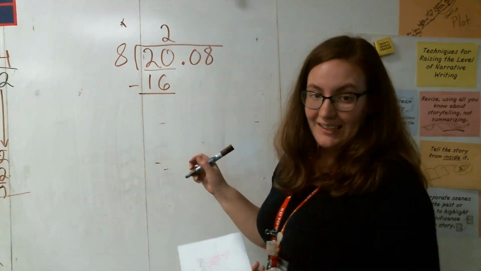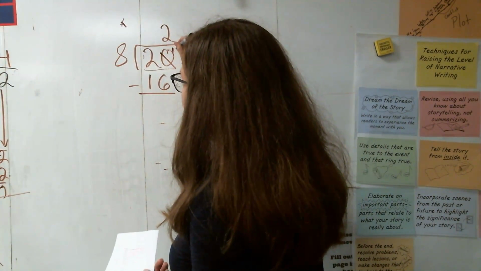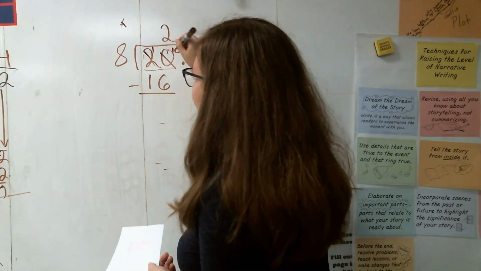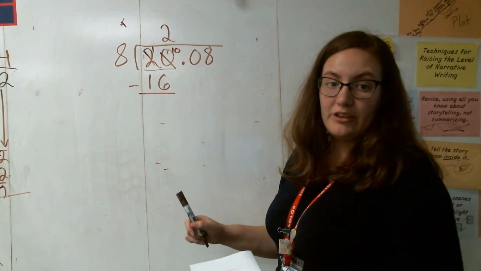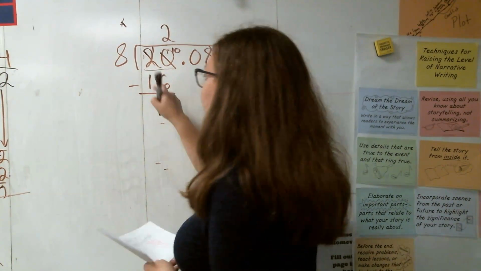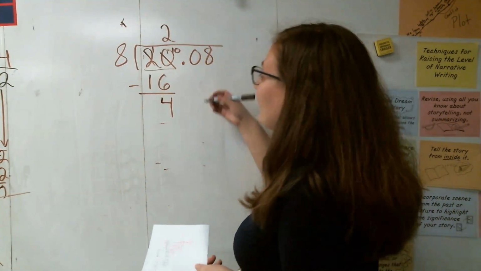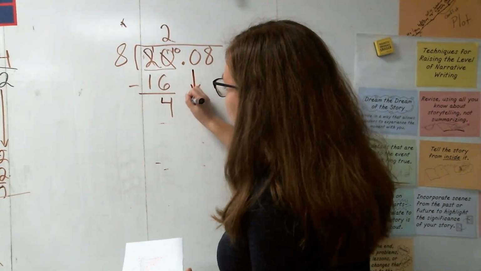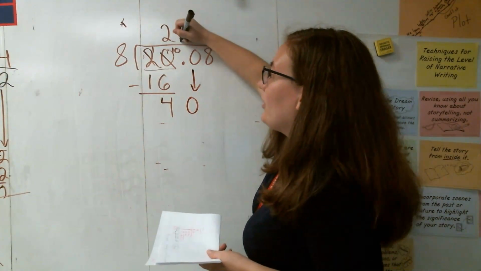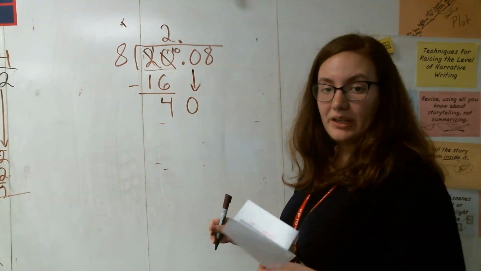So 0 minus 6, I can't do that, so I cross off the 0. This becomes a 10. And I borrow from the 2, and that becomes a 1. 10 minus 6 is 4, and 1 minus 1 is 0. I don't need to put the 0 there. Then I'll bring down the 0. I'll put my decimal point up here so I don't forget about it. And then I'm going to continue on.